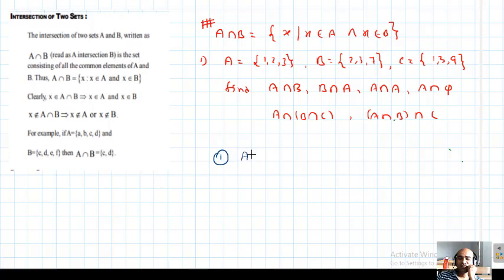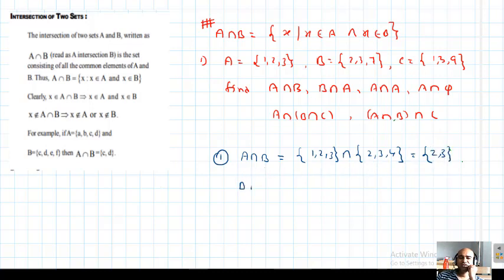One by one I want to find. First, A intersection B I want to find. A means {1, 2, 3}, intersection B means {2, 3, 4}. The common elements are 2 and 3.